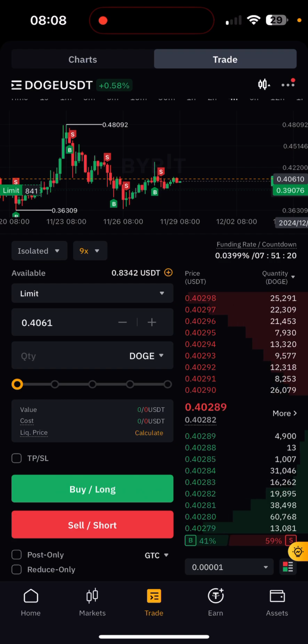Now when you look below where you have 0.8342 USDT, you will see limit there. So this is why I talked about how you want to take your trades. First of all, let's explain what this limit is.